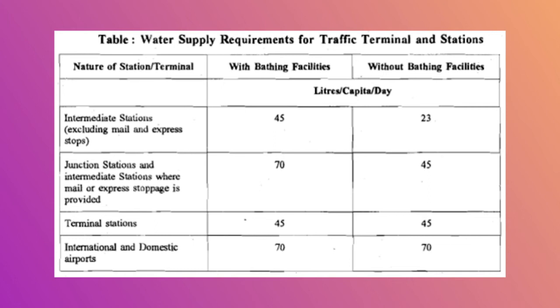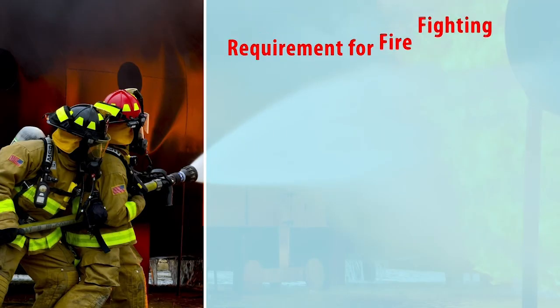Like that, for international and domestic airports, the water requirement is 70 liters per capita per day with bathing facilities. In both cases, the water requirement is more, and we can say only one type of facility is available, with bathing facilities. Requirement for firefighting.